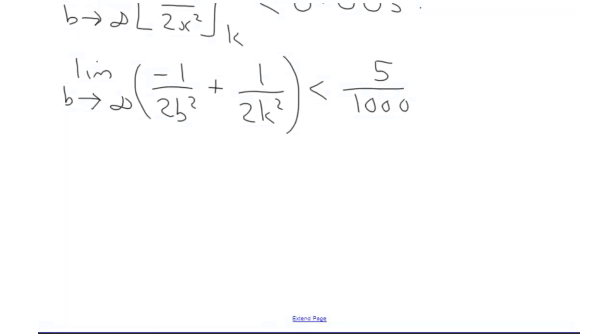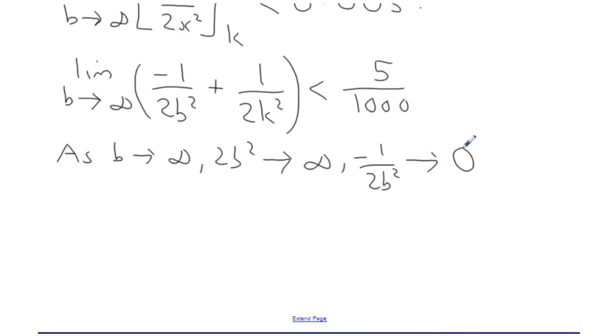So now we know, if you just consider this minus 1 over 2b squared, well, as b approaches infinity, 2b squared must also approach infinity. Minus 1 over 2b squared is going to approach 0. So that first term is just going to be 0. So that means 1 over 2k squared must be less than 5 over 1,000, which we said was 1 over 200.